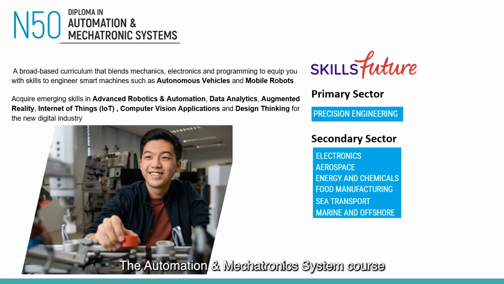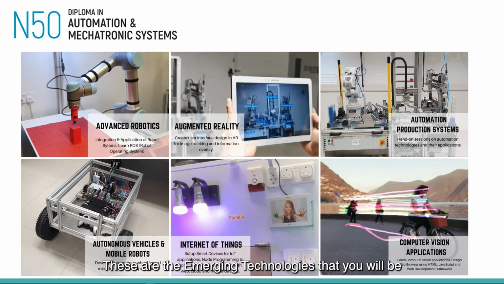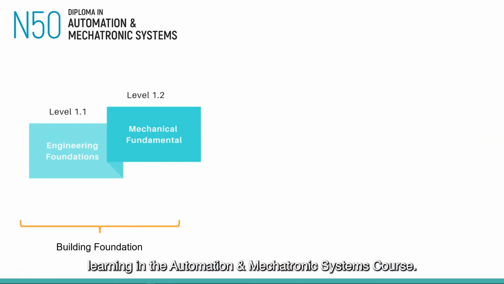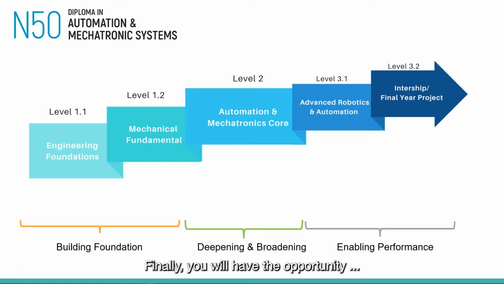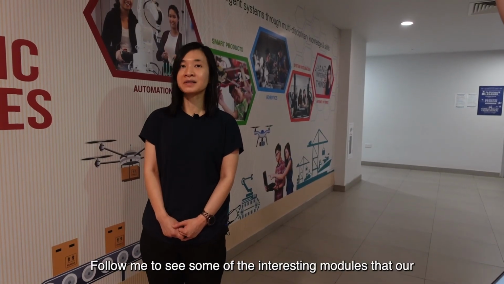The Automation and Mechatronics System course is a broad-based course that blends mechanics, electronics and programming to equip you with the skills for the new industry. These are the emerging technologies that you'll be learning in the course. In the first year, you'll be building your foundation in engineering and mechanical modules. In the second year, you will be deepening and broadening core knowledge in automation and mechatronics. Finally, you will have the opportunity to learn advanced robotics and automation before embarking on an internship program or a final year project. Follow me to see some of the interesting modules that our AMS students study.